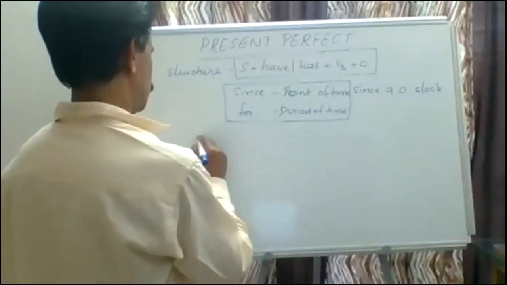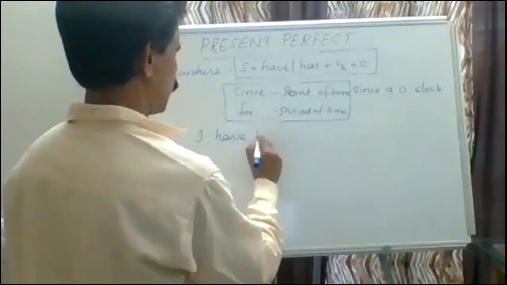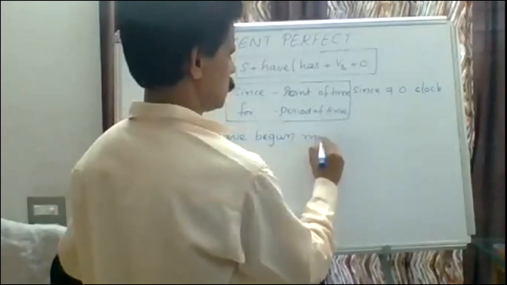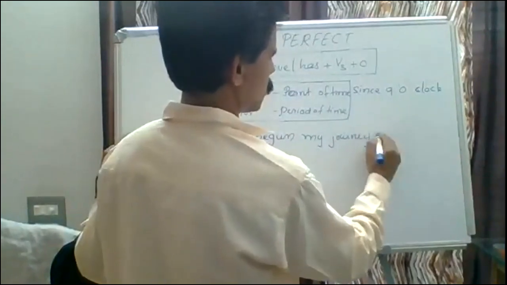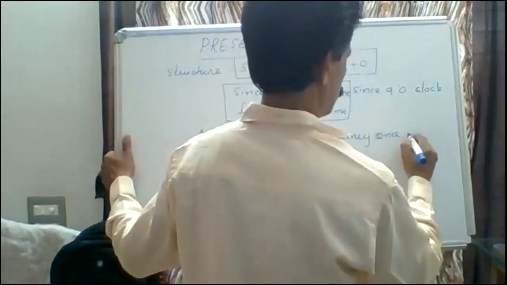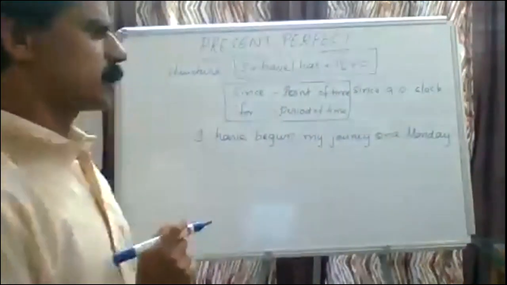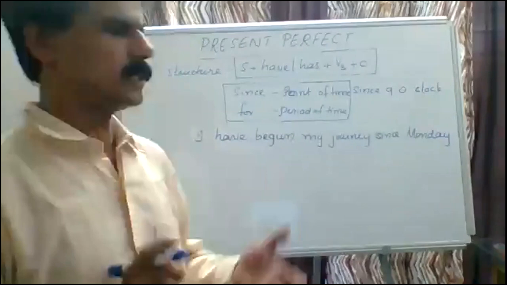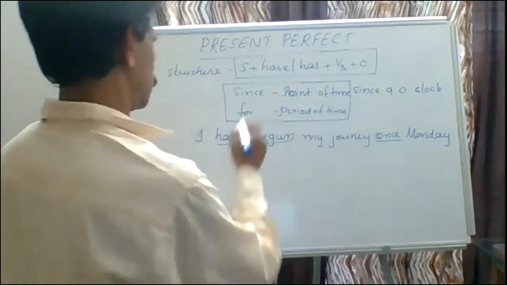For example, I have begun my journey since Monday. Since Monday means Monday onwards, I started my journey. Still, I continue my journey. That is the meaning. I have begun my journey since Monday, means Monday onwards I started it.